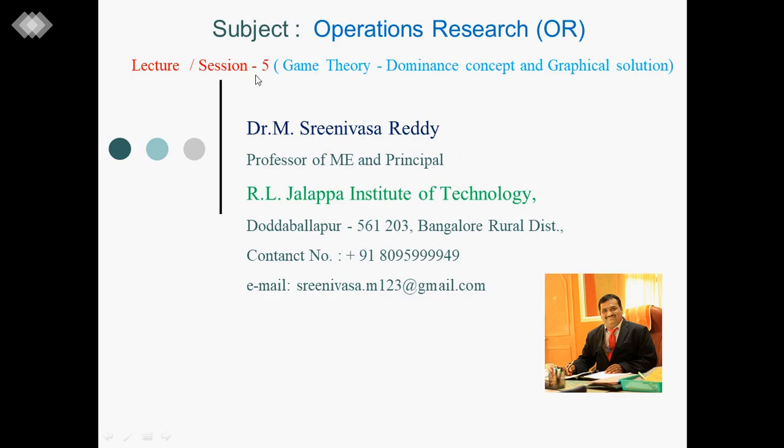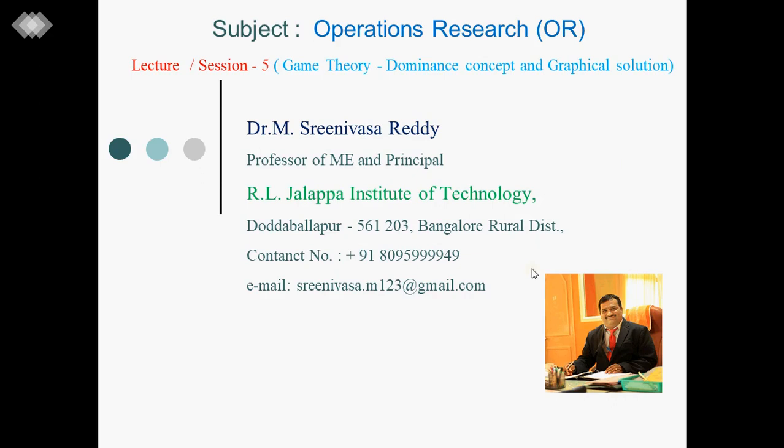In session 4, we discussed the outline of theory of games or game theory, that is theoretical concepts and the terminology associated to game theory. Then we discussed how to formulate a game or how to write the payoff matrix. And then we discussed how to solve a game. So in solving a game, we have discussed three methods.